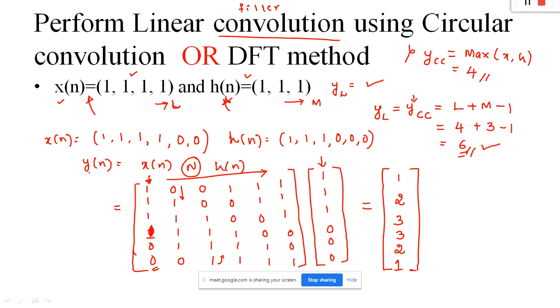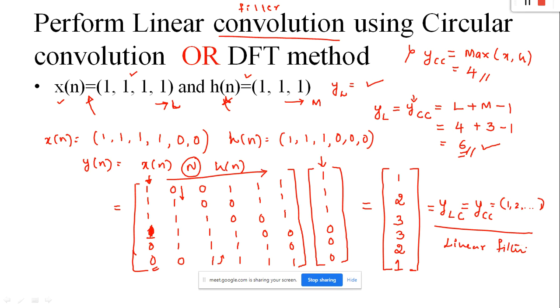Okay, so this output is nothing but the y linear convolution output. But in what way did we perform it? We performed circular convolution. So this is nothing but the linear filtering method, that is 1 2 3 3 2 and the last value is 1, right? So this is the linear filtering method. This is very simple and straightforward. The problems are very simple because you already solved them. The thing is, you need to understand the concept of linear filtering.